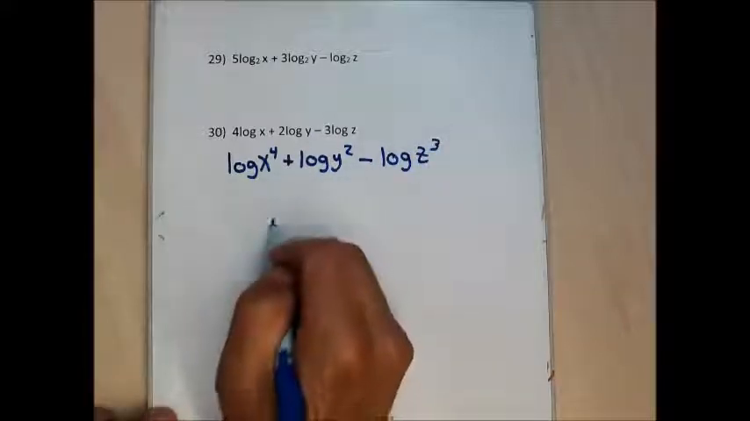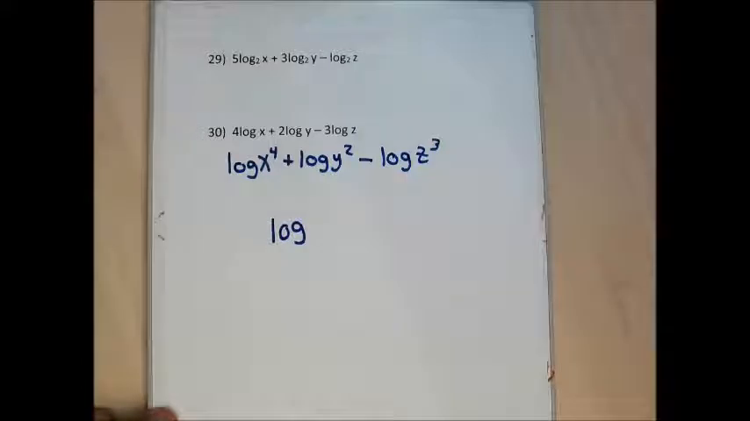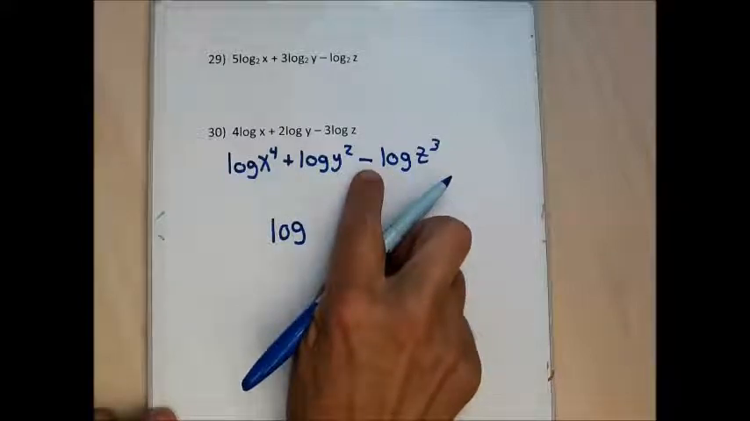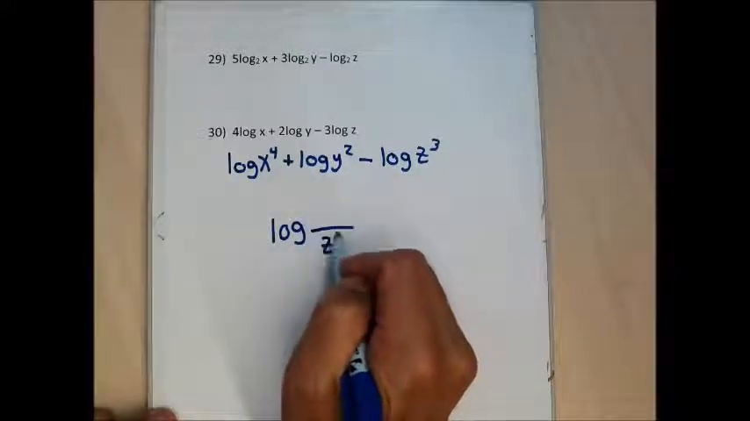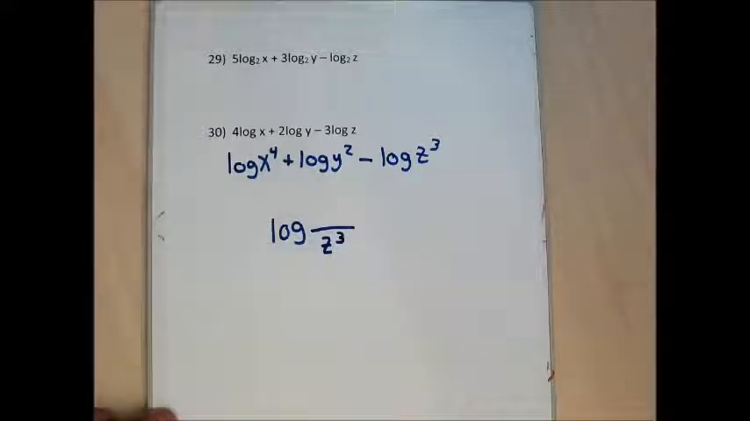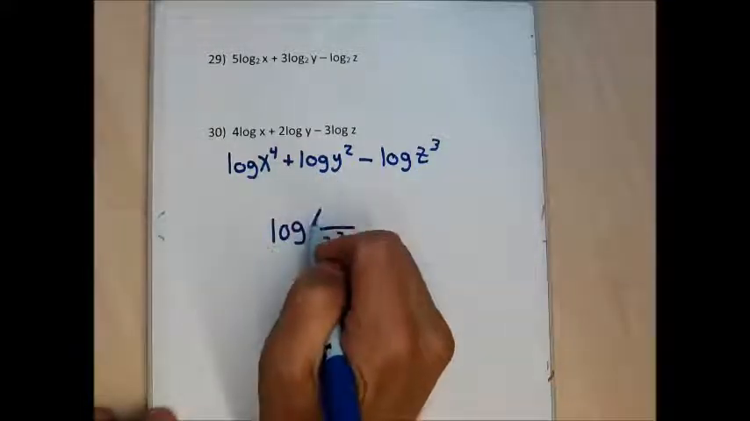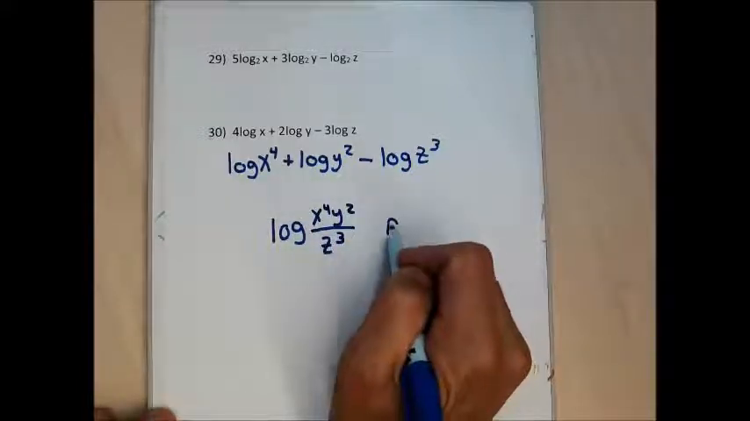Now I'm going to write 1 logarithm. And I have to decide where the x, the y, and the z go. The z has to be buried in the denominator of a fraction because it's after a minus sign. The only letter that ever winds up in the denominator of a fraction is a letter that's after a minus sign. Any other letter, if there's a fraction, has to wind up in the numerator. So both the x to the 4th and the y squared would wind up in the numerator. And this would be completely my answer for number 30.